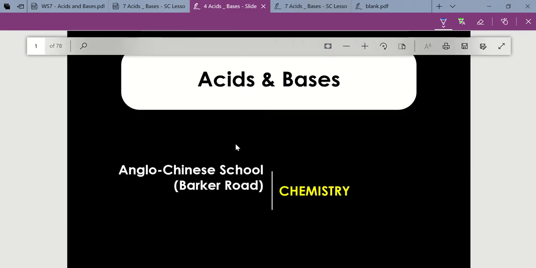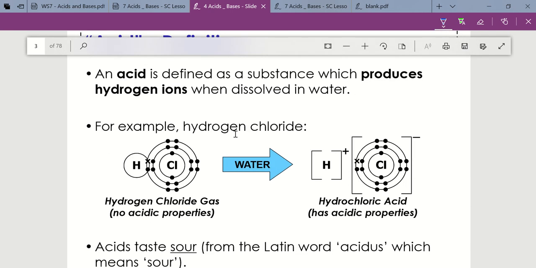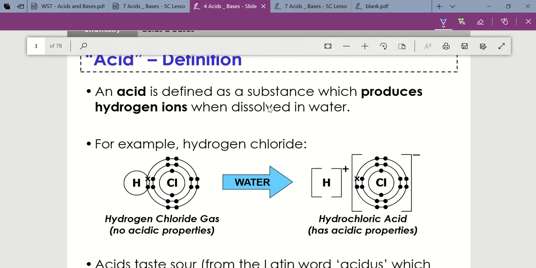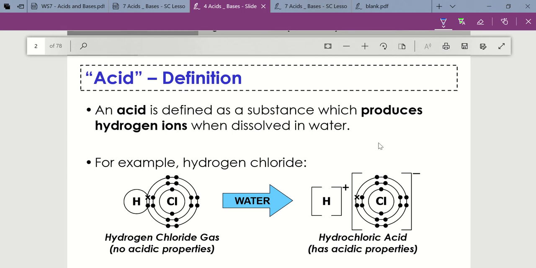So what exactly is an acid? You need to know that an acid is defined as a substance that produces hydrogen ions when dissolved in water. It is not sufficient to just mention that they produce hydrogen ions. It is very important that you mention that they are dissolved in water.